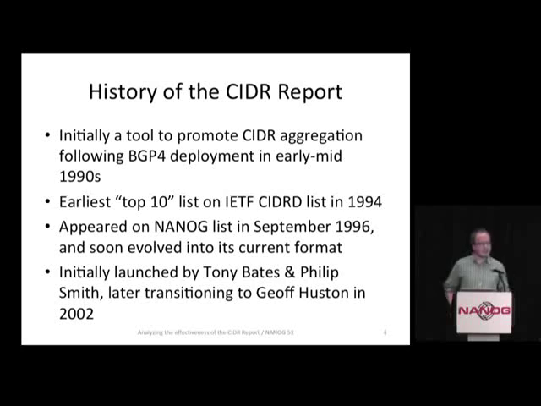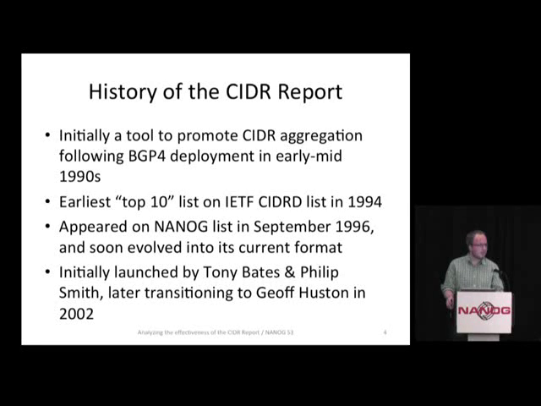So first off, a really quick history on the CIDR report for the people, as I said, who weren't around in the mid-90s or early 90s when this was going on. The genesis of the CIDR report was the transition from classful to classless addressing. This, in turn, was motivated by some BGP scaling problems and also the fact that the initial allocation of A's and B's and C's was not great. So there needed to be a way to, instead of announcing 16 class Cs, just announce a /20. So the IETF developed CIDR, classless interdomain routing, to deal with this.